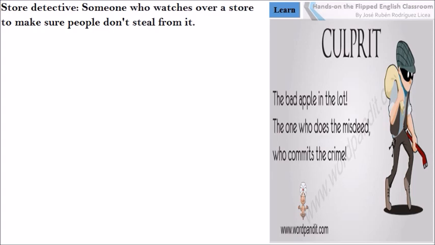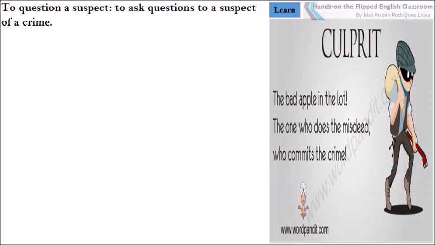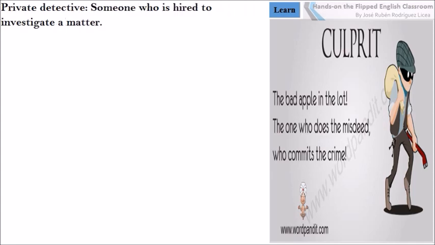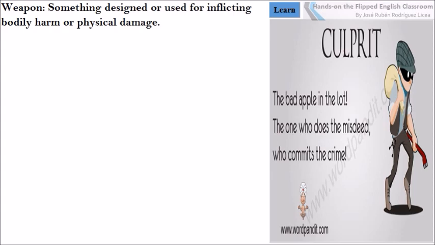Store detective, someone who watches over a store to make sure people don't steal from it. To question a suspect, to ask questions to a suspect of a crime. Private detective, someone who is hired to investigate the matter. Weapon, something designed or used for inflicting bodily harm or physical damage.